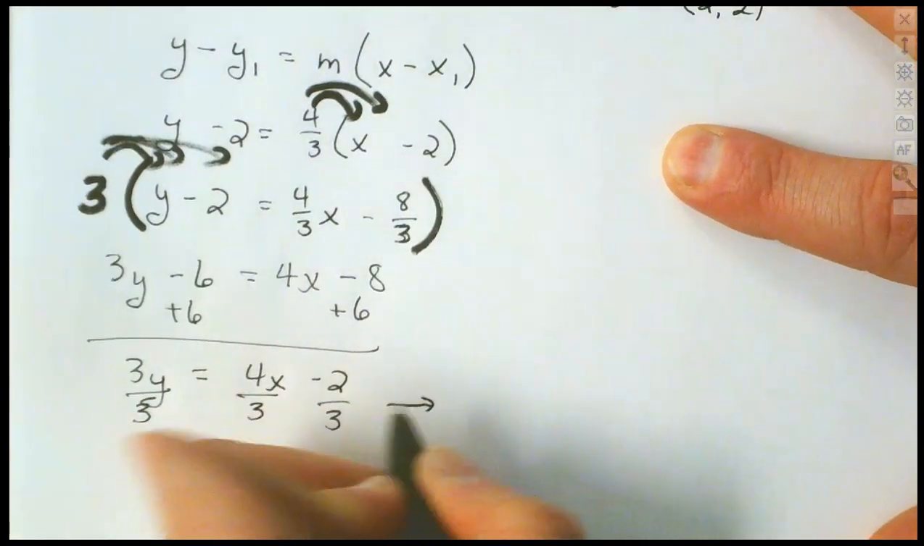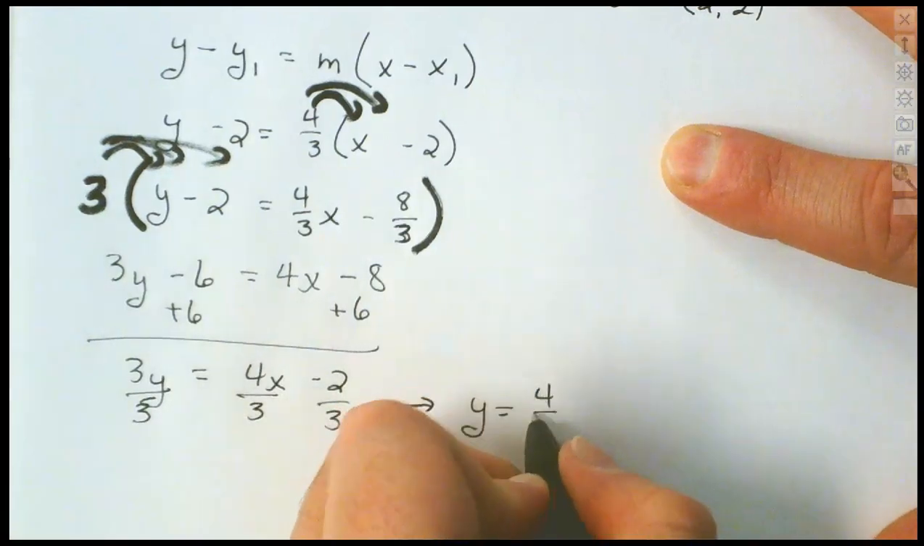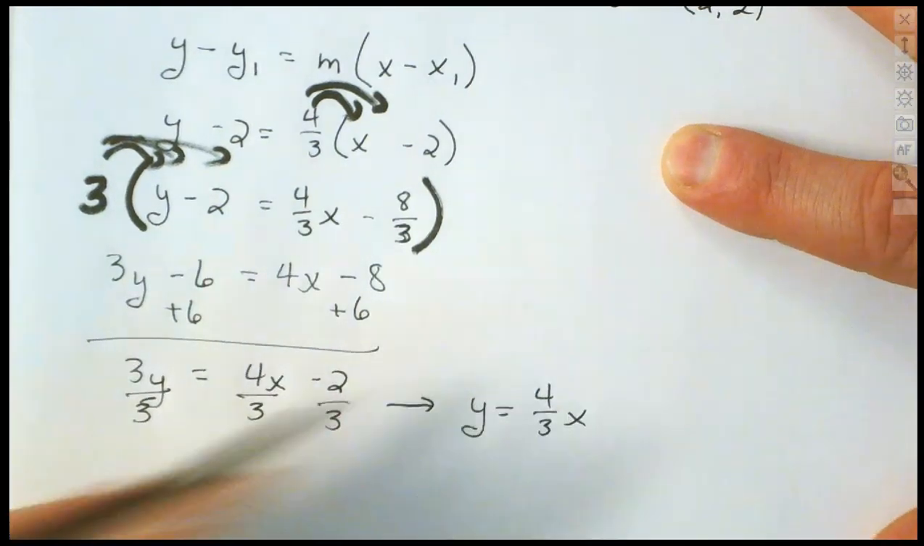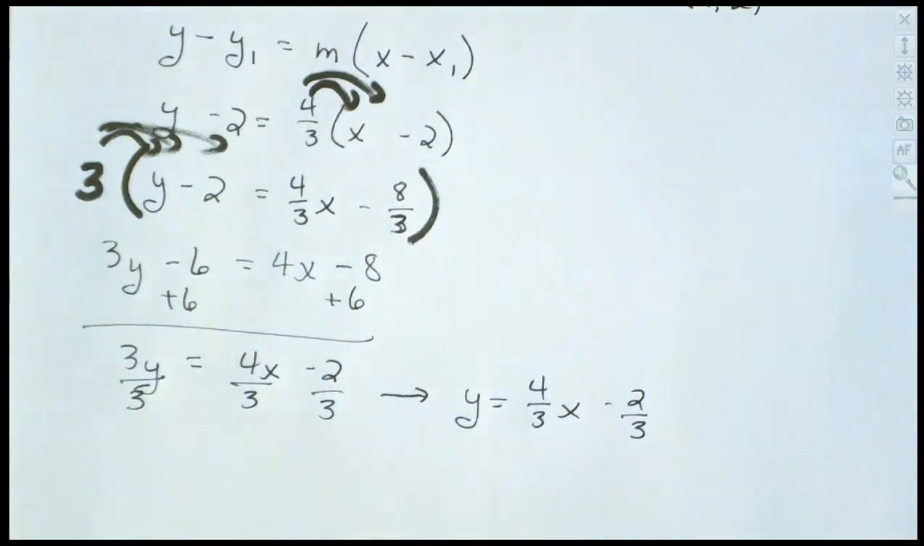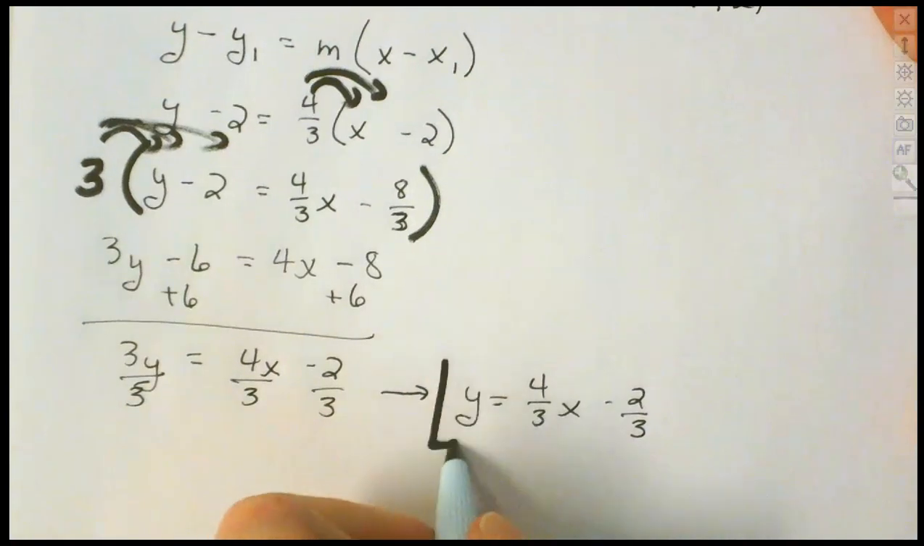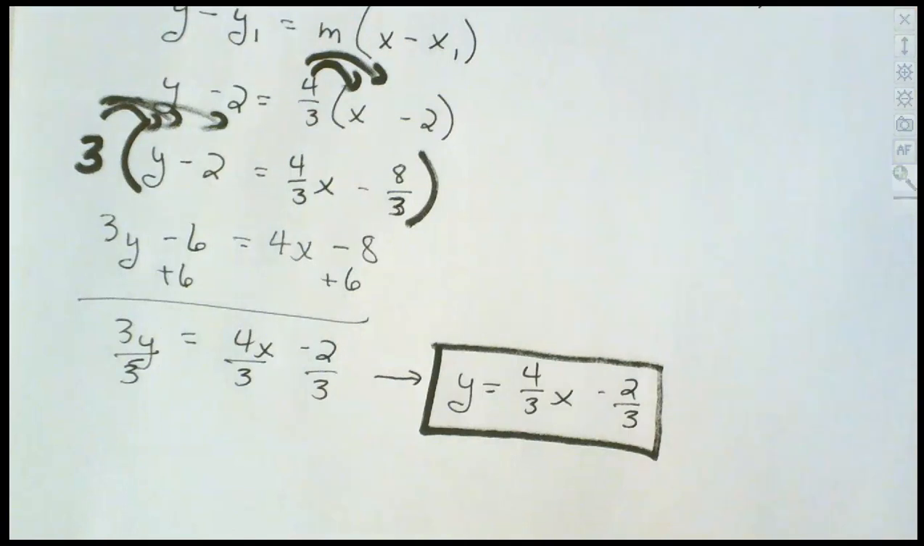And now what are we left with? Well, now we are left with y equals 4/3 x minus 2/3. And that's going to be your final finished answer in slope-intercept form. So these are a little bit complicated because of all of the algebra.